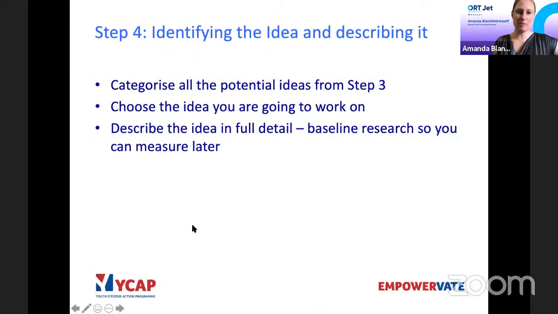Okay, then the next step is step 4. This is identifying the topic and describing it. Now you've done that whole exercise and you've decided that online shopping is your driver. You're going to work on that. You've categorized the ideas and you know that your idea is going to be the online shop. Now you have to describe the idea in full detail. So now you need to do the baseline research so that you can measure later how you're doing. The baseline is very important to say, what is the situation right now regarding online shopping?